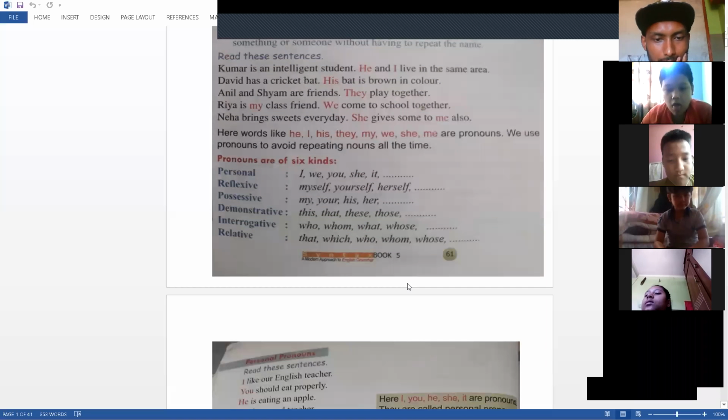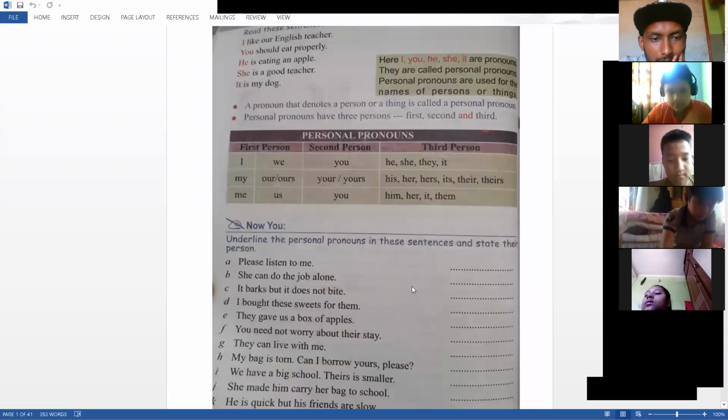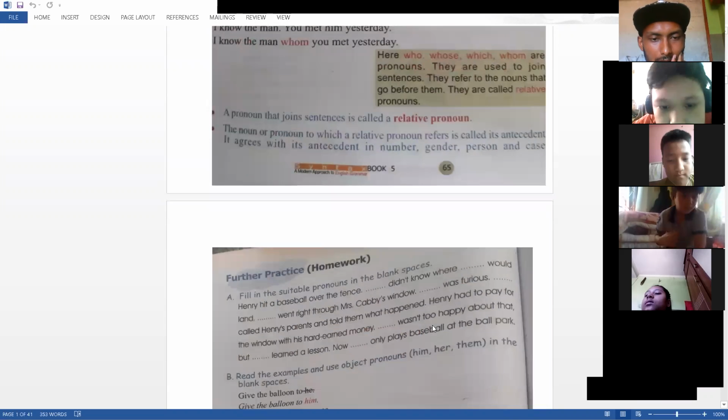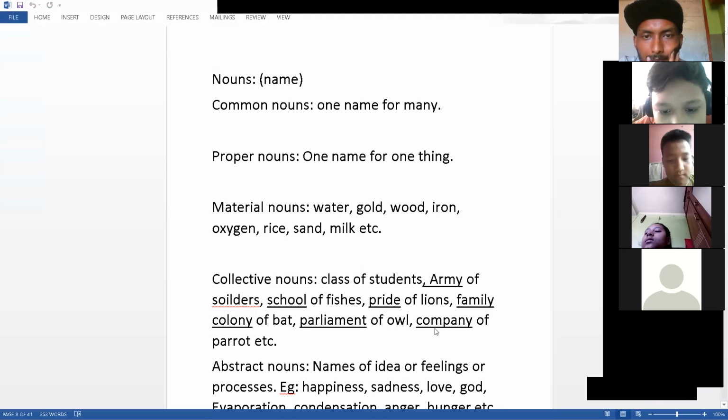Okay. So nouns. So there are 5 types. I'm not talking about pronoun first, I'm talking about nouns. Okay, nouns. So common nouns, one name for many. Proper noun, one name for one thing, right? So boy is a common noun because all the boys have this one name. We call them boy. So one name for many, common. But Ranjan, Akash, this is one name for one. So it's a proper noun.